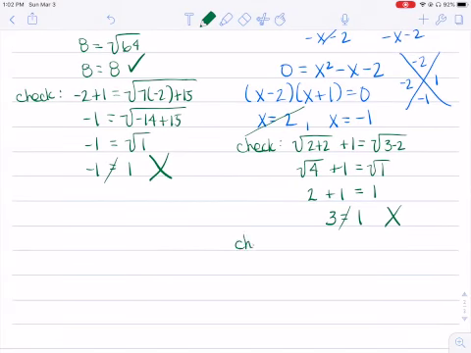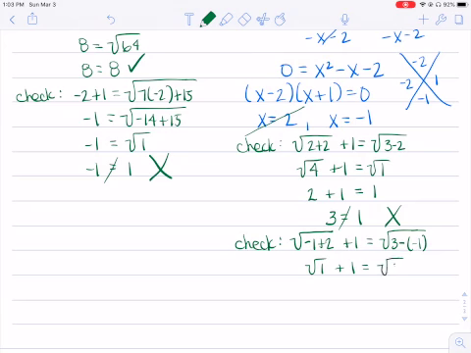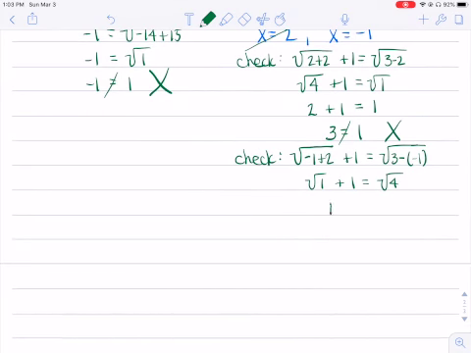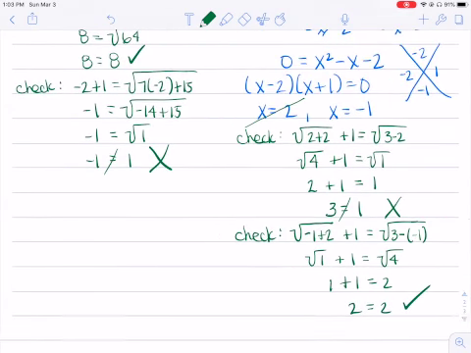Let's check x equals negative 1. So we will have square root of negative 1 plus 2 plus 1 is equal to the square root of 3 minus a negative 1. All right, so square root of 1 plus 1 is equal to the square root of 4. 1 plus 1 equals 2, and that is true. 2 is equal to 2. So we're good there, and we can box this solution.